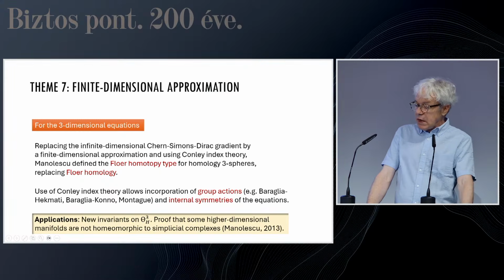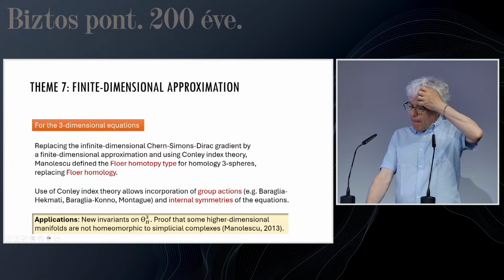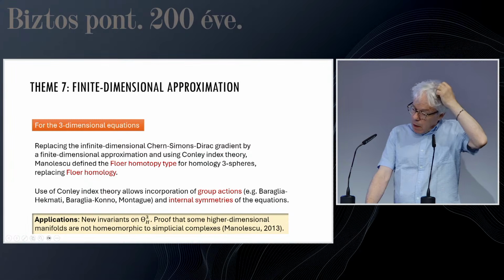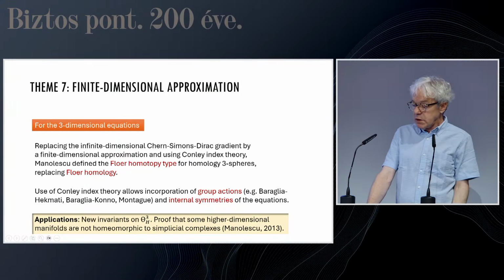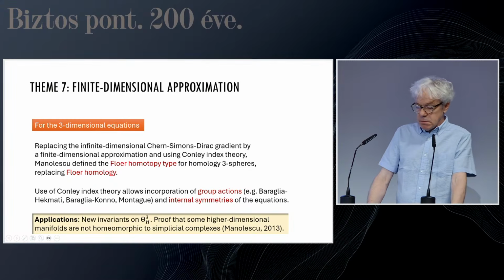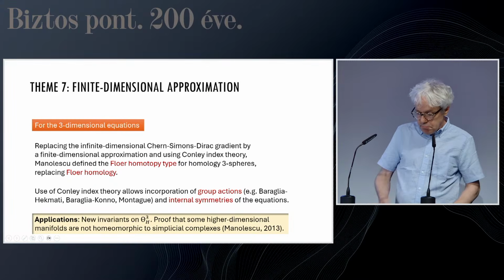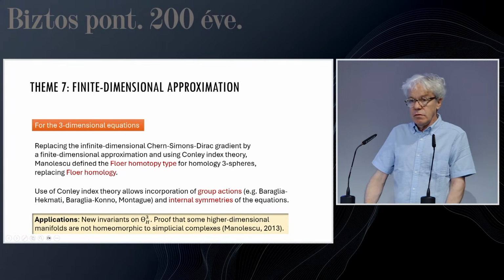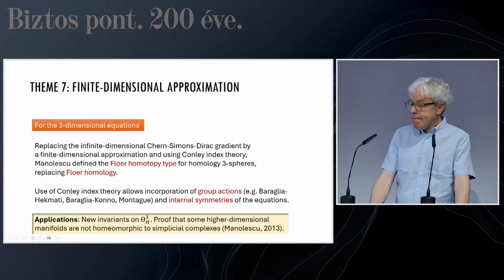So an application of those internal symmetries was in the work of Manolescu, defining new invariants on the homology cobordism group, which gave rise to a proof that some higher dimensional manifolds in dimension 5 and up are not homeomorphic to simplicial complexes. This settled an open problem that went back basically to the fundamental ideas of what is a manifold in the 50s.